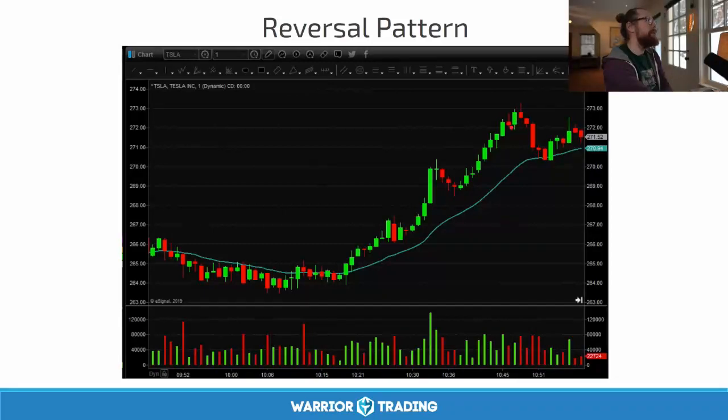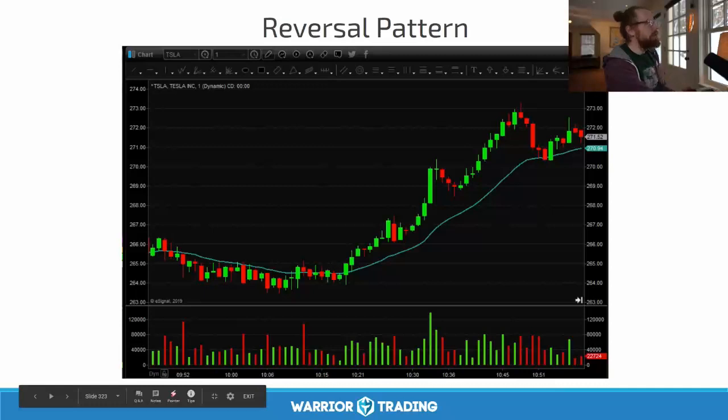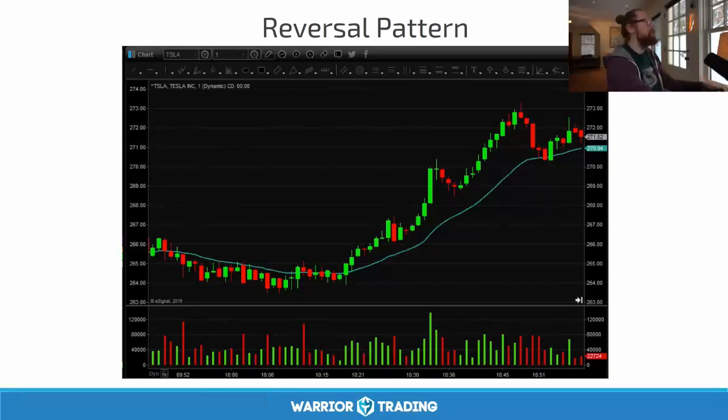It was a little false breakout. Then it pops up a little higher and then reverses. So these are the type of setups that we do like to trade when we see them. And that's a pretty simple explanation for reversal patterns. There are times where we could take a reversal.